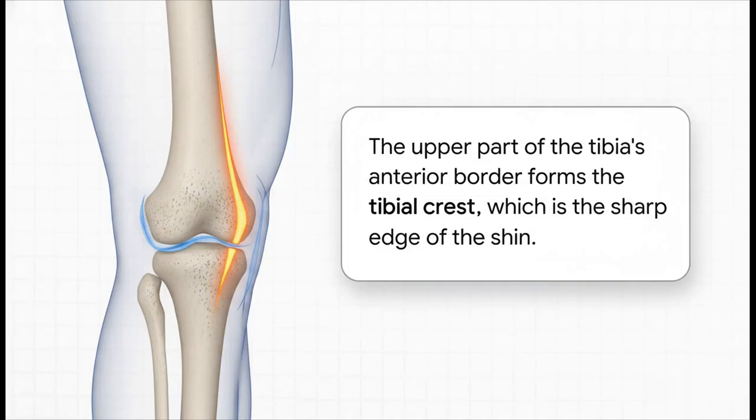Okay, so as we move down the shaft from that tuberosity, we get to the tibial crest. You'll definitely recognize this. It's the sharp front edge of your own shin bone. And as we're about to see, how prominent this crest is varies a ton between species, and that tells us a whole lot about their muscles.